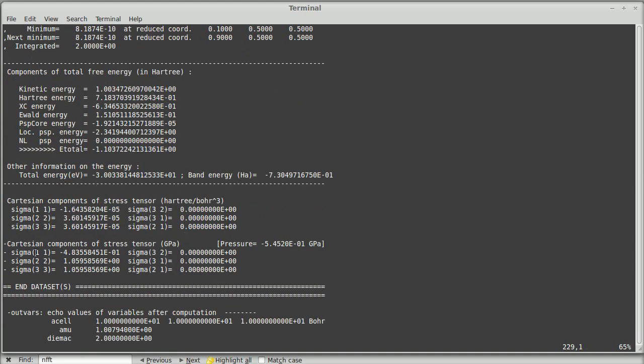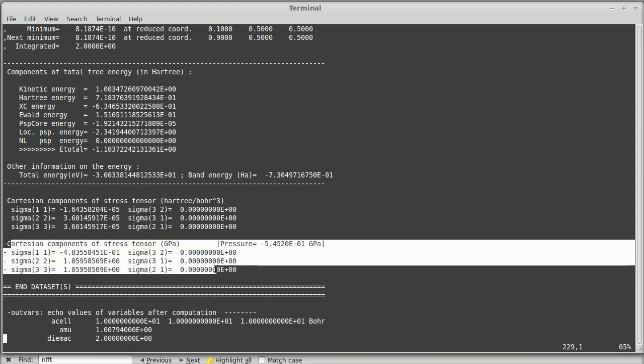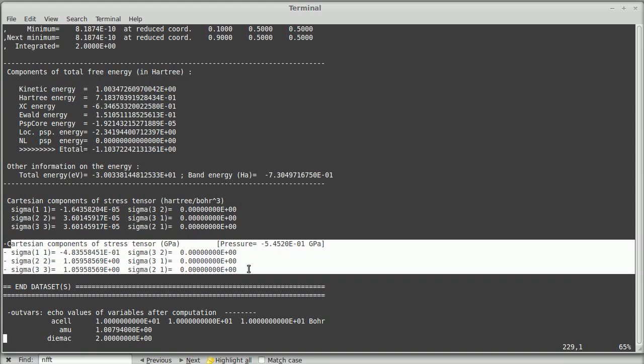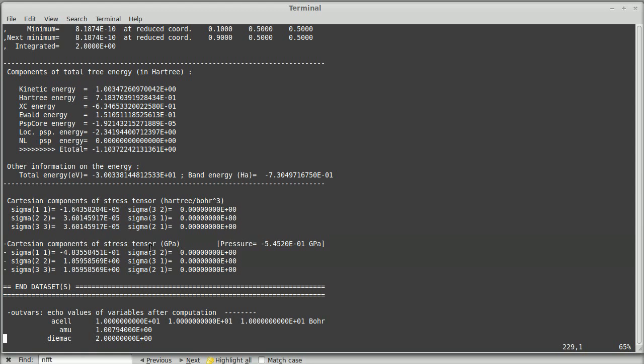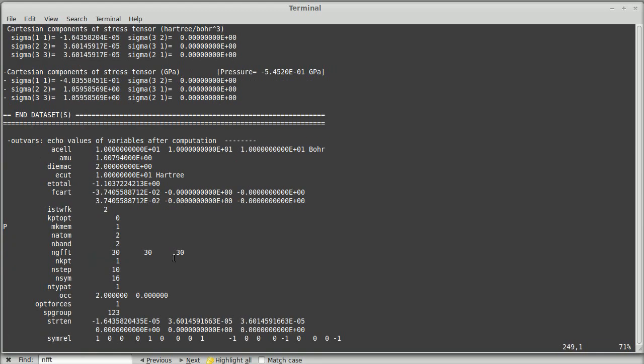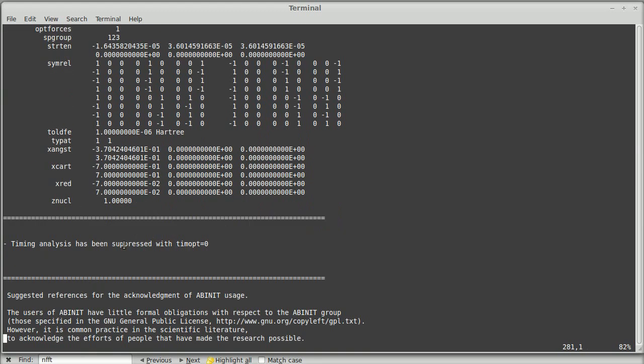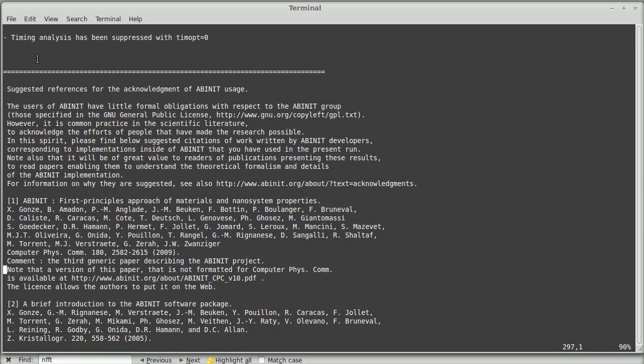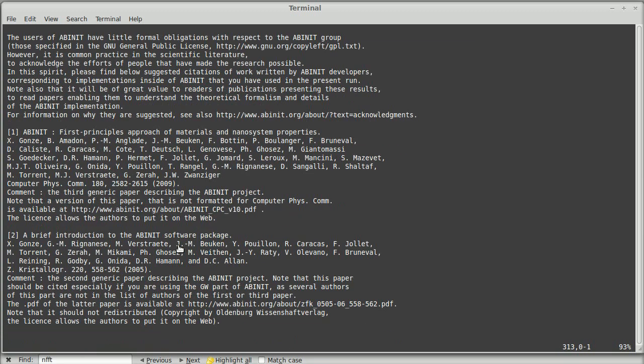This is also the stress tensor, but in gigapascal. You would want ideally to be between -3 and -4 gigapascal to be really at the optimal relaxed position, and then it outputs the variables. It can give you some timing analysis, and then that's it.